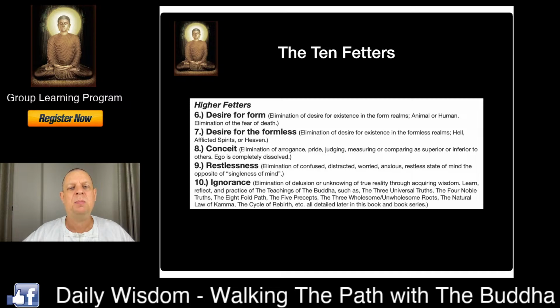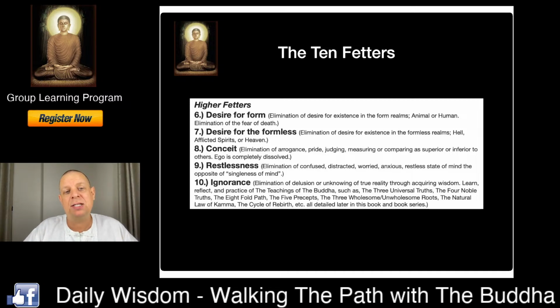Now remember, none of the teachings of the Buddha are based in belief, so even these realms of existence can actually be independently verified. You might not have the wisdom of how to do that right now, but as you progress in your journey, you'll learn how to independently verify all of these realms of existence. So the hell realm, the afflicted spirit realm, which is like ghosts, and the heavenly realm, this is all formless realms. And beings exist in these realms, but it's not desirable.